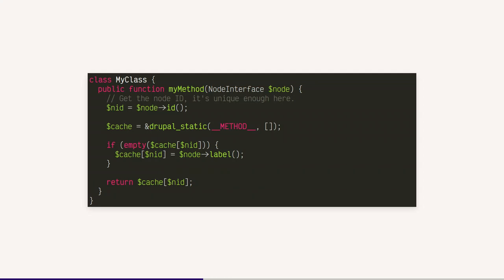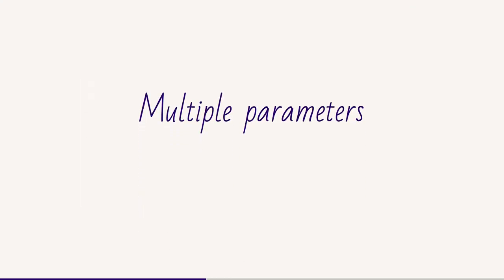Done. No problem. What if we have multiple parameters that we have to deal with? It's the same idea, but we're going to do a little bit more complicated work in order to get our cache key. We're going to do some longer keys and some hashing to make sure that we don't run into any kind of weird uniqueness issues.